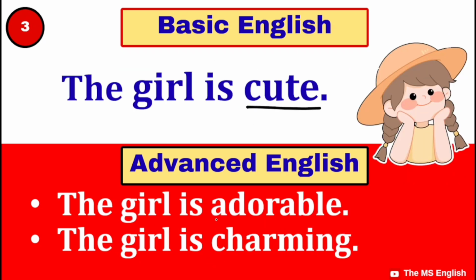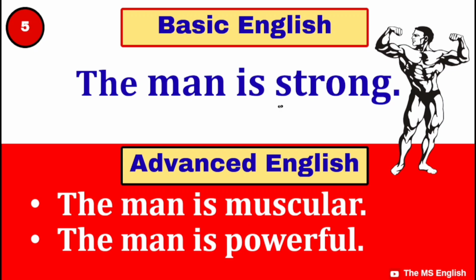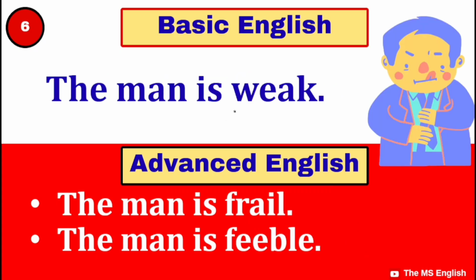The girl is cute. The girl is adorable. The girl is charming. The girl is beautiful. The girl is gorgeous. The girl is stunning. The man is strong. The man is muscular. The man is powerful. The man is weak. The man is frail.